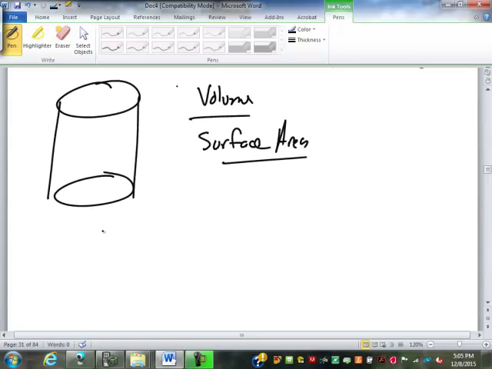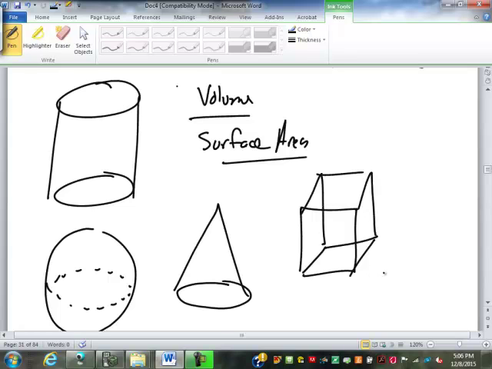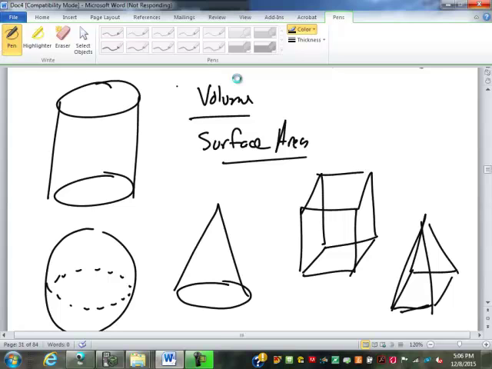Finding volume and surface area of a cylinder. Or a sphere. Or a cone. Or a box. Or pyramid. Remember those? Depending on which ones you're doing. If it's got a circle, you got to use pi. Yep.